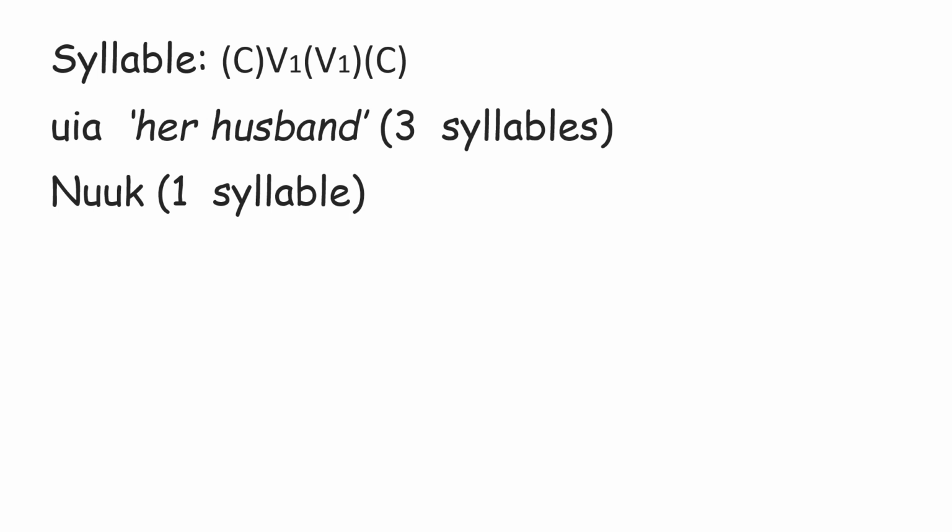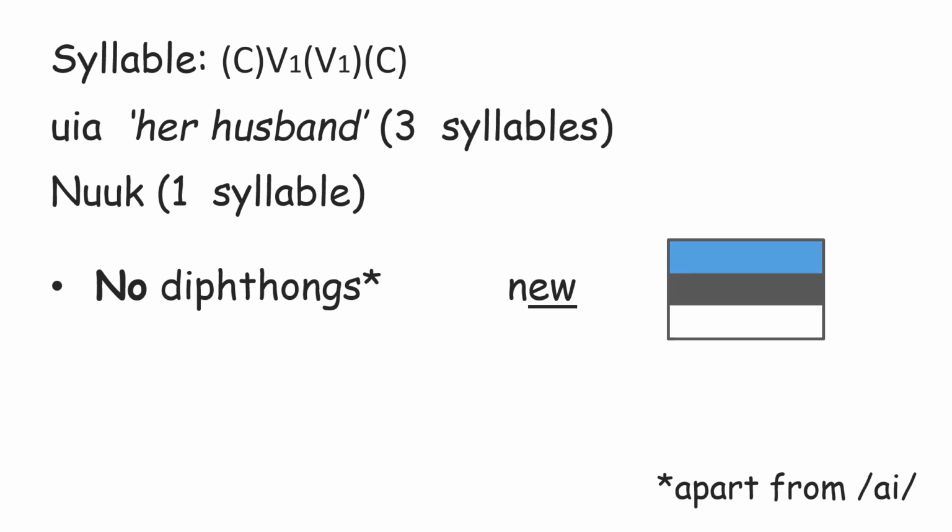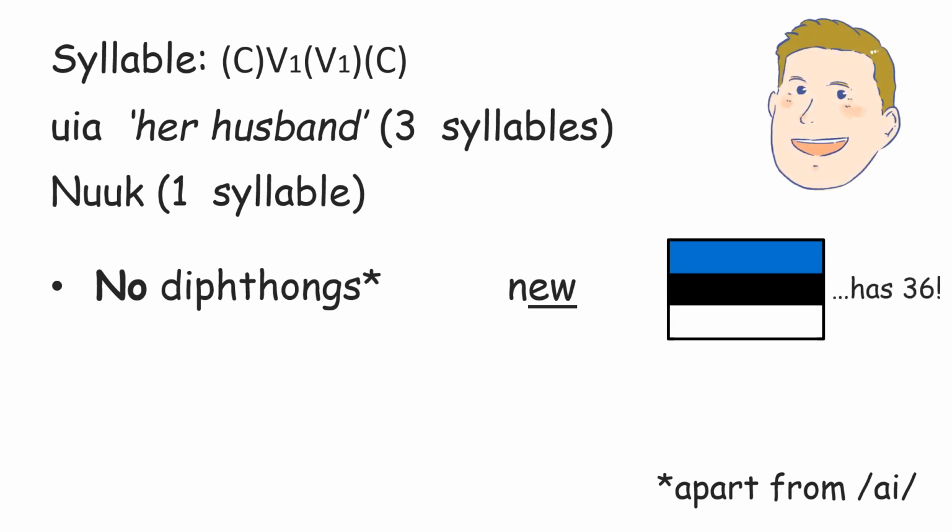Unlike English and many other languages, Greenlandic doesn't have any diphthongs. A diphthong is also called a gliding sound, because you essentially glide from one vowel sound to another within 1 syllable. Many English words, like new or even no, contain a diphthong. Estonian is a language having as much as 36 different diphthongs, which is just one of the reasons why I like Estonian so much.